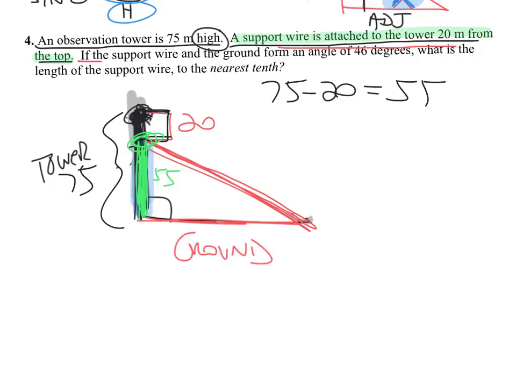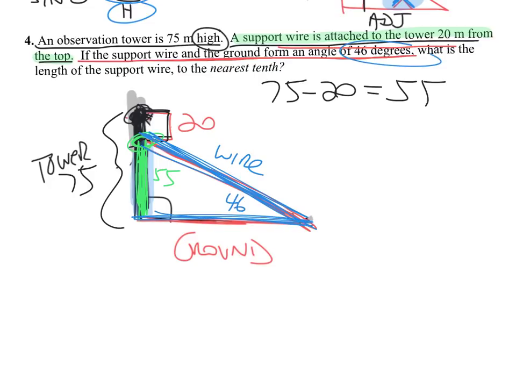It says if the support wire and the ground form an angle of 46 degrees. So here's my wire. It says the angle from the wire to the ground is 46 degrees. What is the length of the wire? So I'm going to be putting my X where the wire is. So this triangle right here is going to be the triangle that I'm going to use.